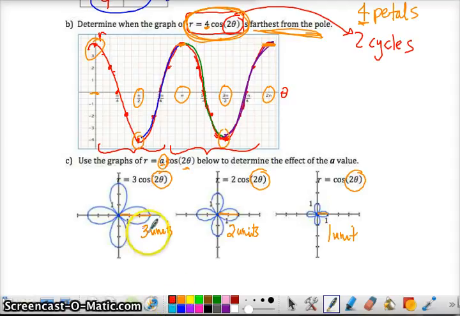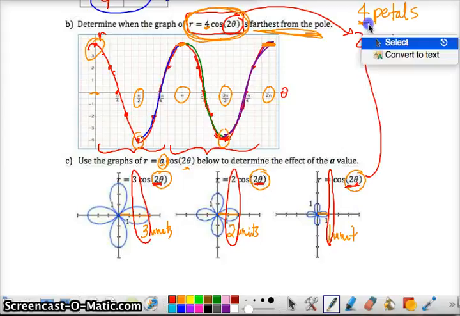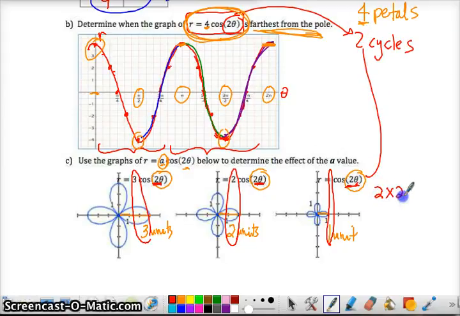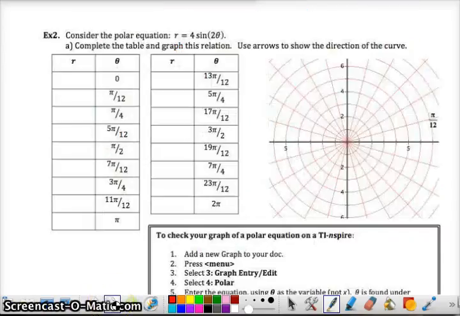So clearly the length of the petal is related to the coefficient in front of the cosine, or the number in front of the cosine. Now what do you notice about this 2 theta? How does that relate? Well, that relates to the number of petals, right? So if it's 2 theta, you have double the amount of petals, so you have 4 petals. And that really sums up what's happening here.